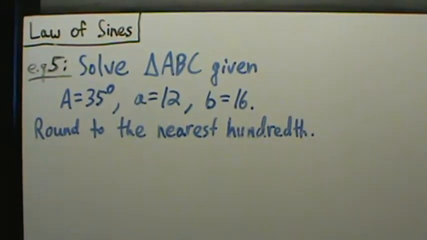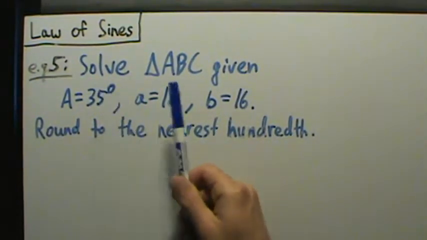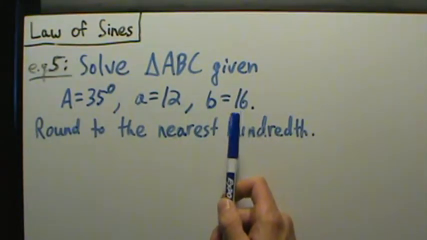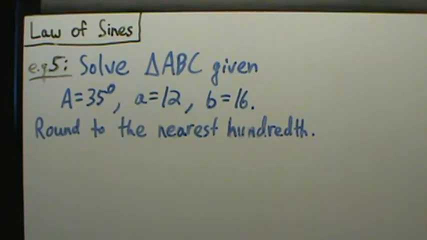Here's example 5 of using the law of sines. We want to solve triangle ABC given angle A is 35 degrees, little a is 12, and little b is 16, and we want to round to the nearest hundredth wherever appropriate.